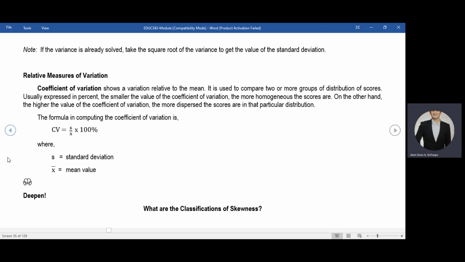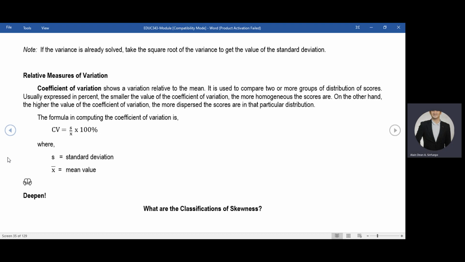Next, we have the relative measures of variation. Once you already have solved for the variance, you can now find the coefficient of variation. It shows a variation relative to the mean. It is used to compare two or more groups of distribution of scores, usually expressed in percent. The smaller the value of the coefficient of variation, the more homogeneous the scores are.